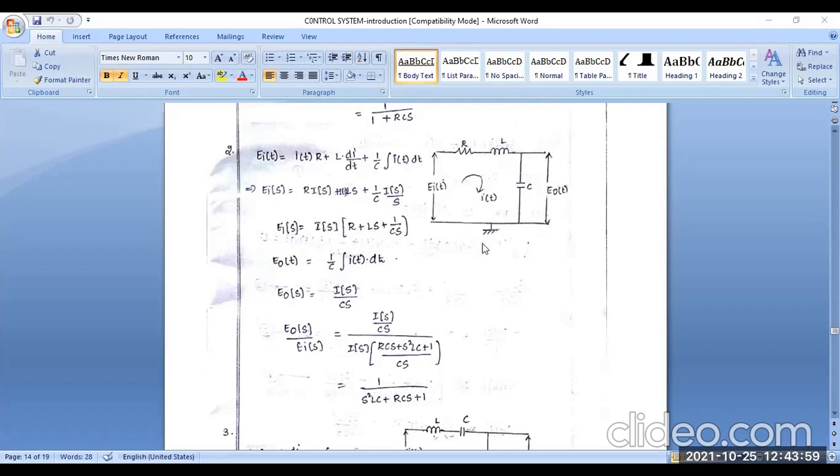Next, we have to consider the output voltage corresponding to the capacitance. This is the capacitance. Okay, just wait one minute and then continue.